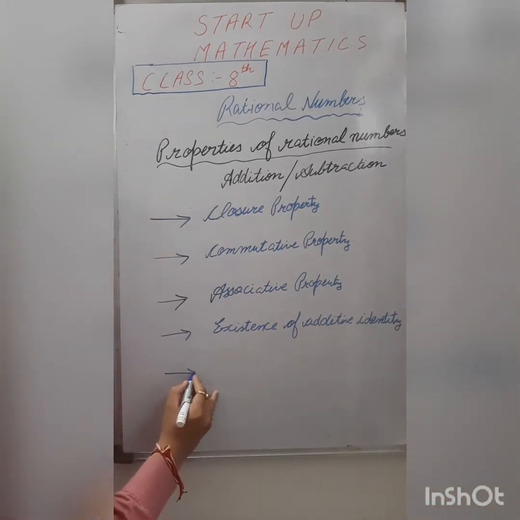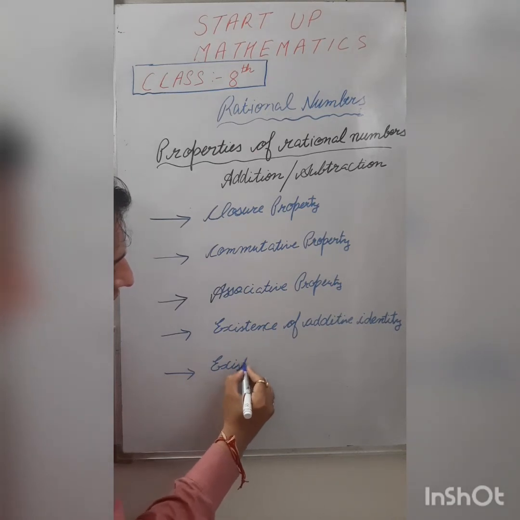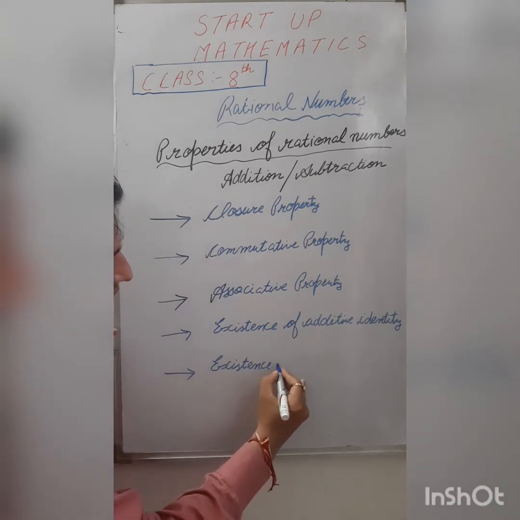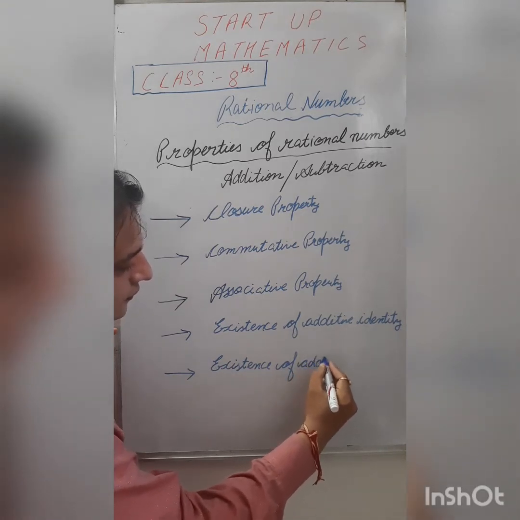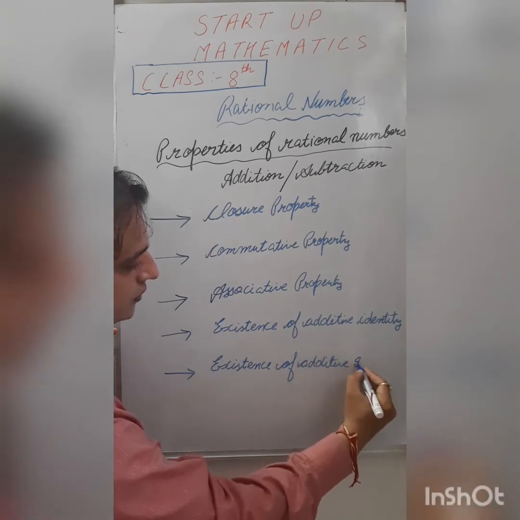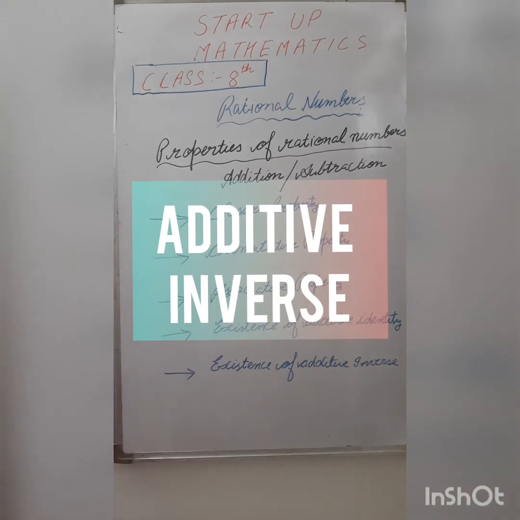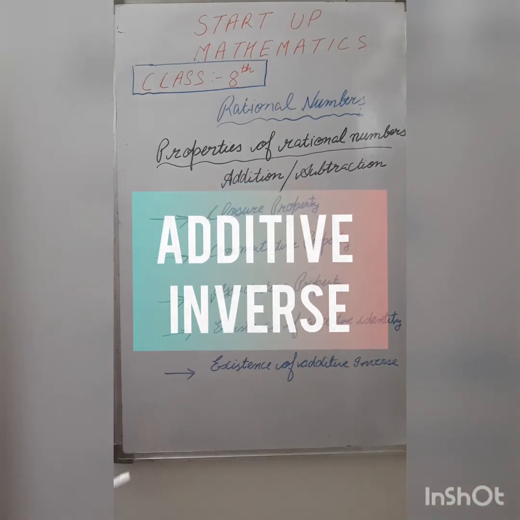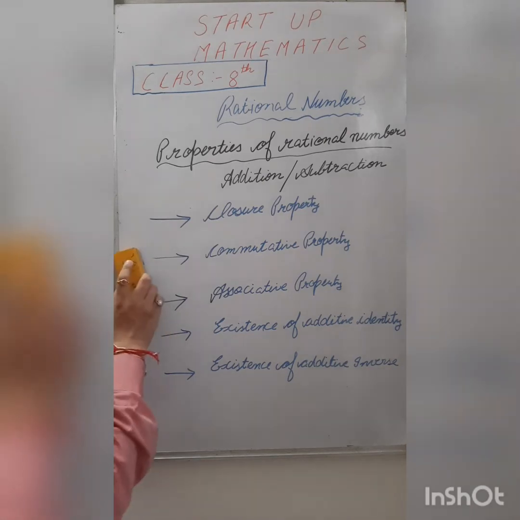And the last one is existence of additive inverse. So these are the 5 properties which we will cover in this video one by one. Let's start with the first property, that is the closure property.